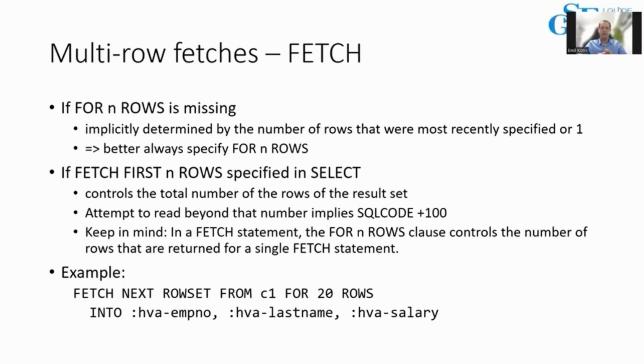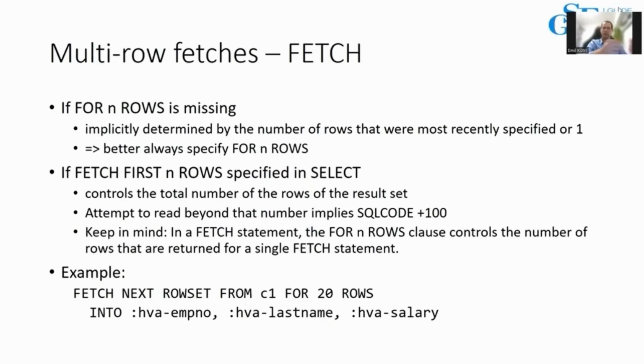An example is below. I have fetch next row set from this cursor for 20 rows. This 20 is a constant in my case, but I can also have a host variable. And I'm fetching into those three host variable arrays, for employee number, last name, and salary. In my first host variable array for employee number, I will get the employee numbers for all those 20 rows.